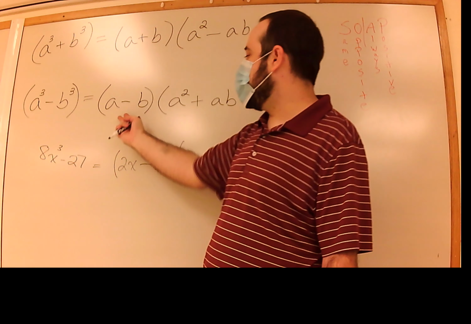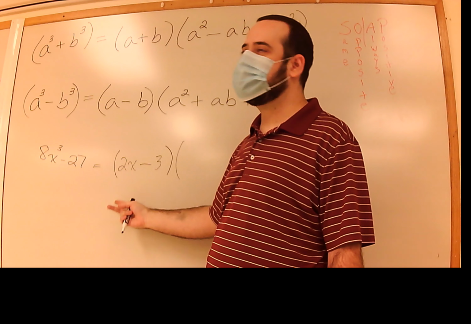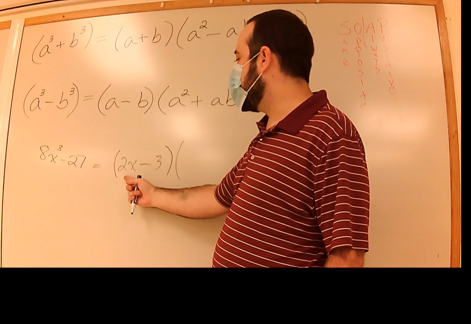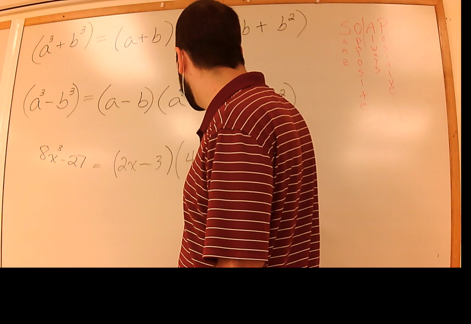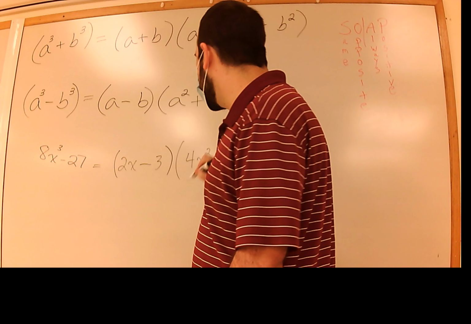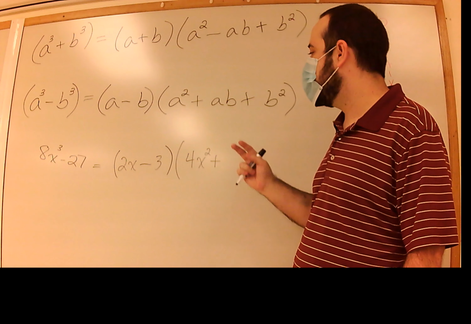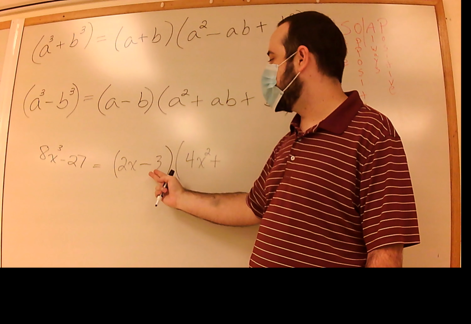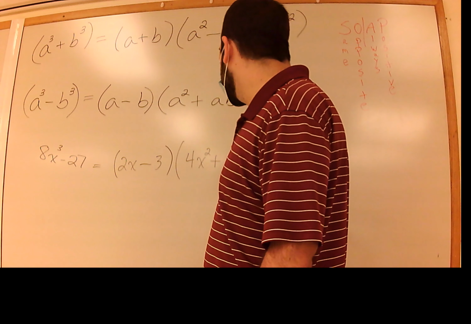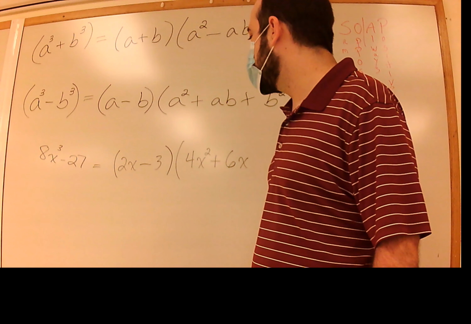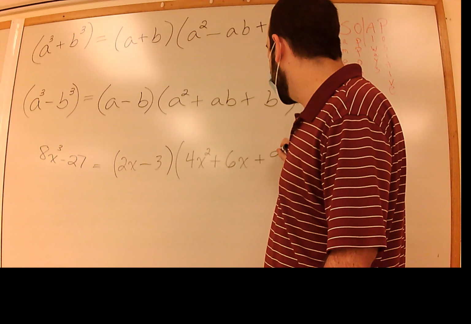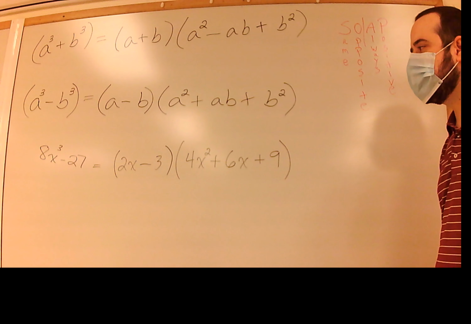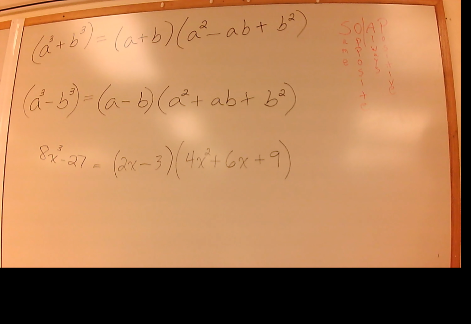And then anytime we need A and B, we can look back here. We don't have to think hard anymore on those. So we want A squared, so we do 2x squared, so it's going to be 4x squared, plus our opposite sign. A times B, so we've got 2x times 3, 6x. B squared, so we square 3.